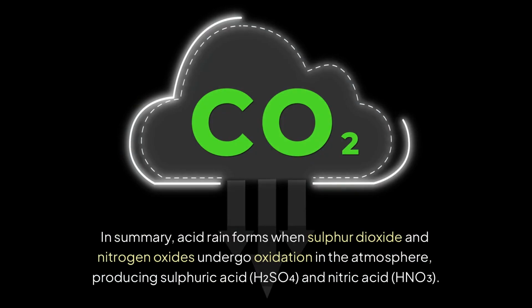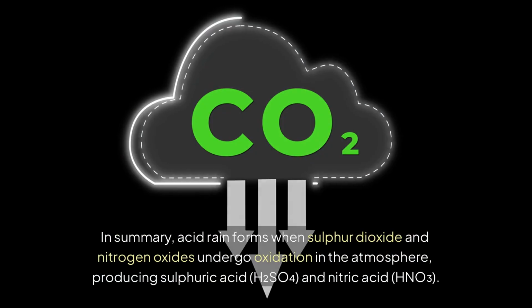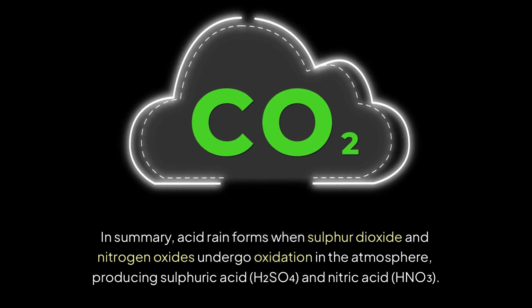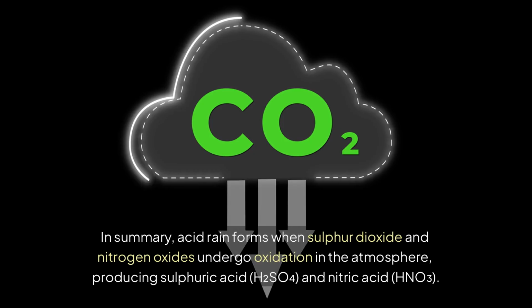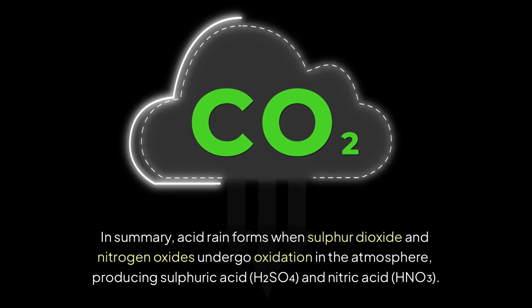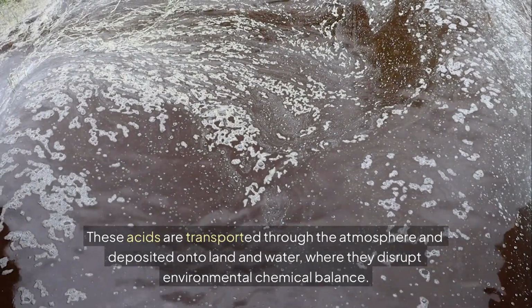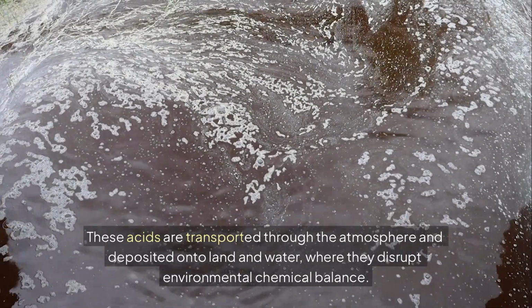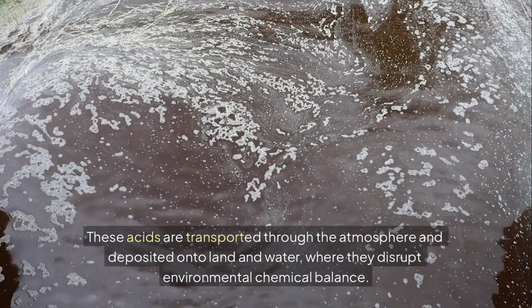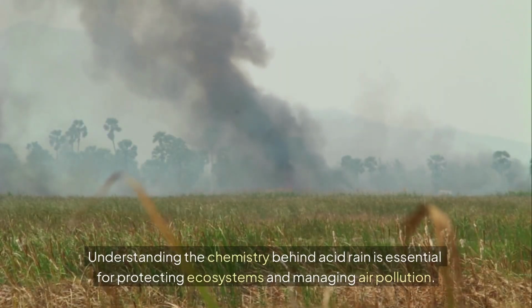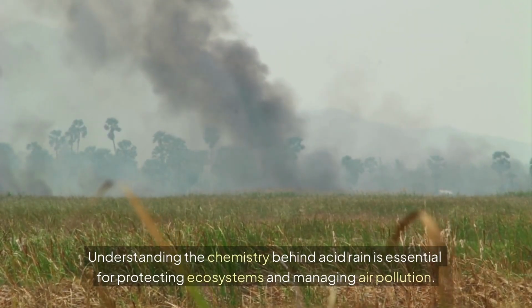In summary, acid rain forms when sulfur dioxide and nitrogen oxides undergo oxidation in the atmosphere, producing sulfuric acid, H₂SO₄, and nitric acid, HNO₃. These acids are transported through the atmosphere and deposited onto land and water, where they disrupt environmental chemical balance. Understanding the chemistry behind acid rain is essential for protecting ecosystems and managing air pollution.